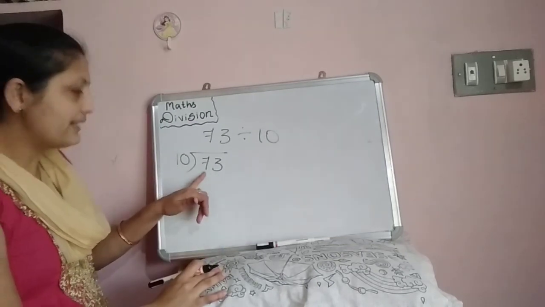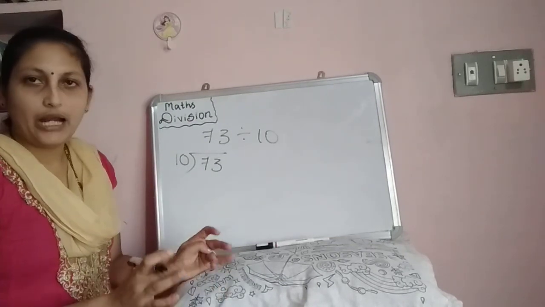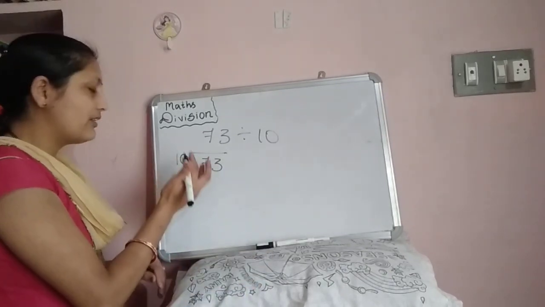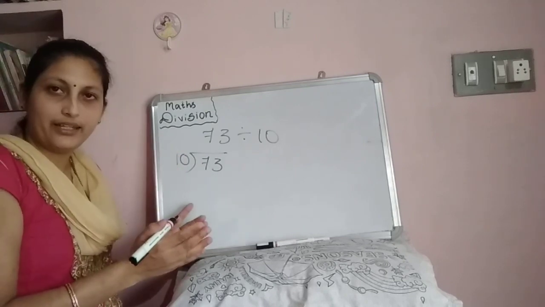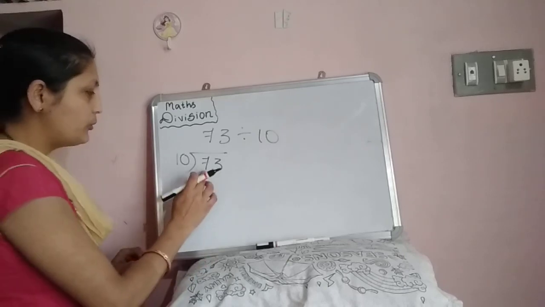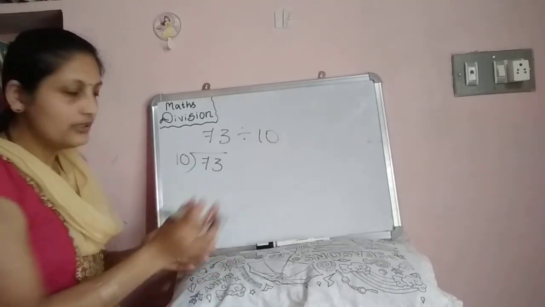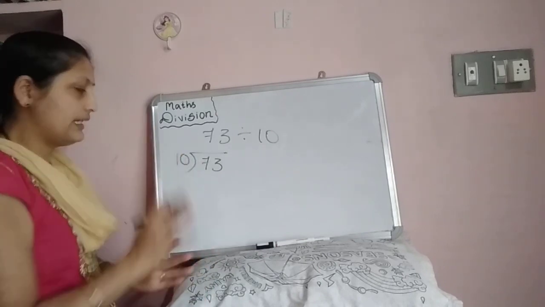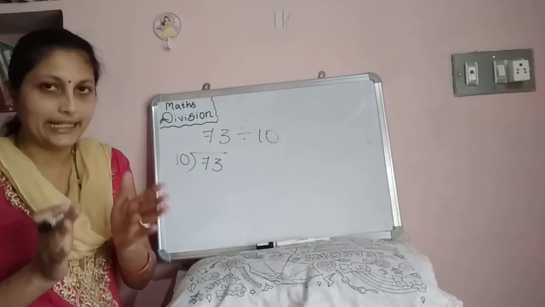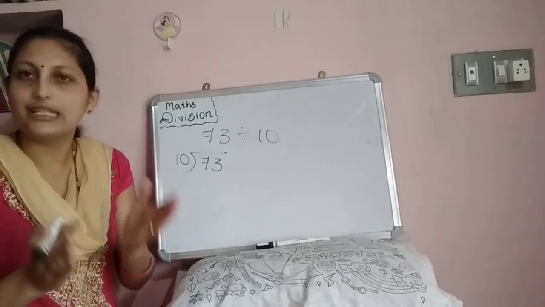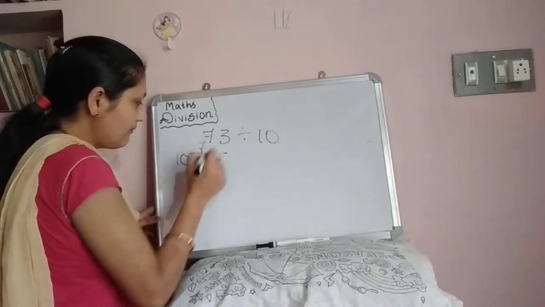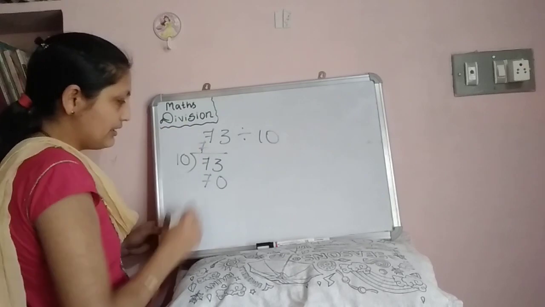So, you cannot divide 7 alone. What you have to do? You have to take the ones digit also together. When the dividend is smaller than the divisor, you should go along with the ones digit also. Hence, here you have to take 73 together. Clear? So, let us divide 73 by 10. You will not get 73 in the table of 10, but you will get 10 sevens are 70. So, let us write 70 here.